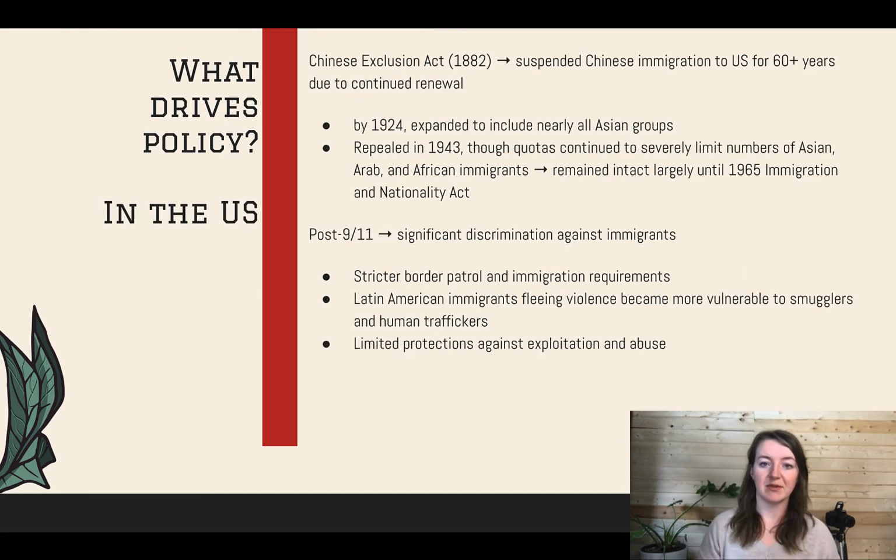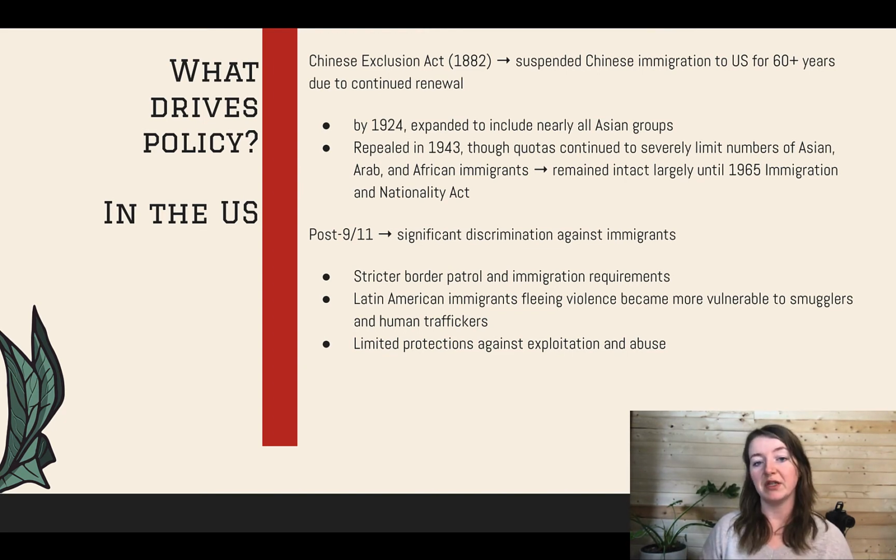In the United States, we've seen a few different things driving policy. In 1882, we have something called the Chinese Exclusion Act. This is going to suspend Chinese immigration in the US for more than 60 years due to continued renewal. It starts out as 10 years and then continues to be renewed for quite a long period of time. By 1924, this is expanded to include nearly all Asian groups. So basically all Asian groups were excluded from being allowed to immigrate to the US.